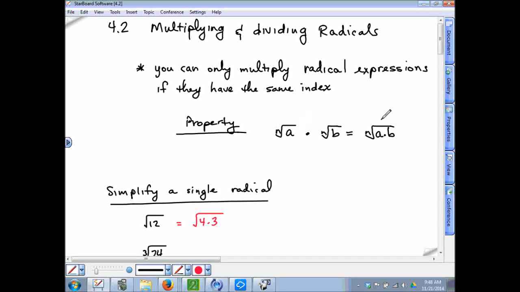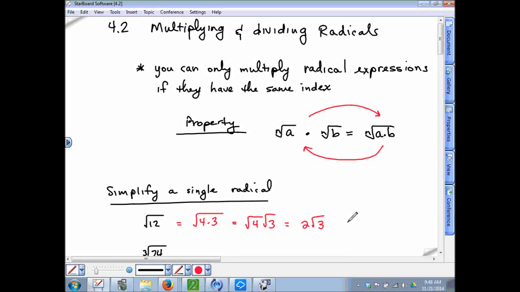Now, we're actually going to use this property in reverse. Instead of going from here to here, we're going to go from here to here. I take the 4 out of it. So you can write this as two different square roots. Square root of 4 times square root of 3. And square root of 4 is 2. So the answer is 2 times square root of 3.